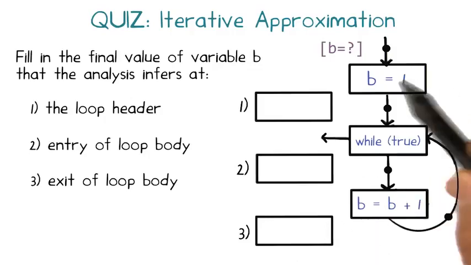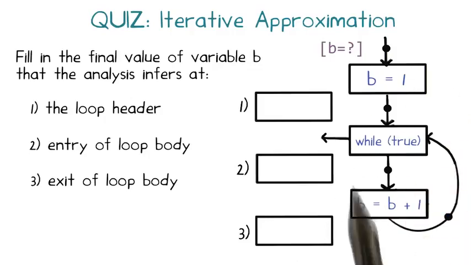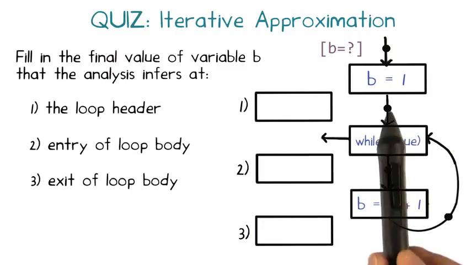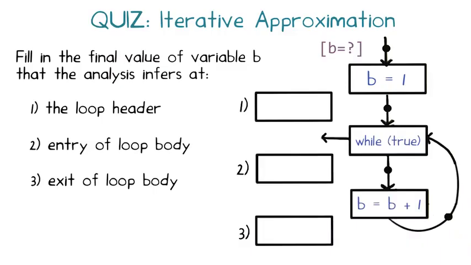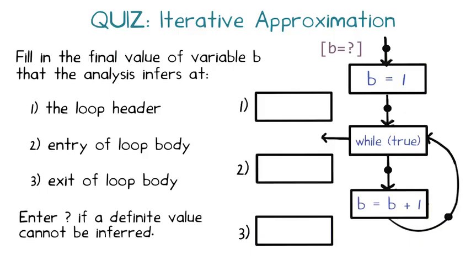Consider the following program. The analysis begins with an unknown value for variable b at the start of this program. In each of the 3 boxes shown, fill in the value of variable b that the analysis infers at the corresponding program point after completing its analysis. We will call these program points the loop header, the entry of the loop body, and the exit of the loop body. If the analysis cannot infer a definite value for b, enter a question mark into the box.